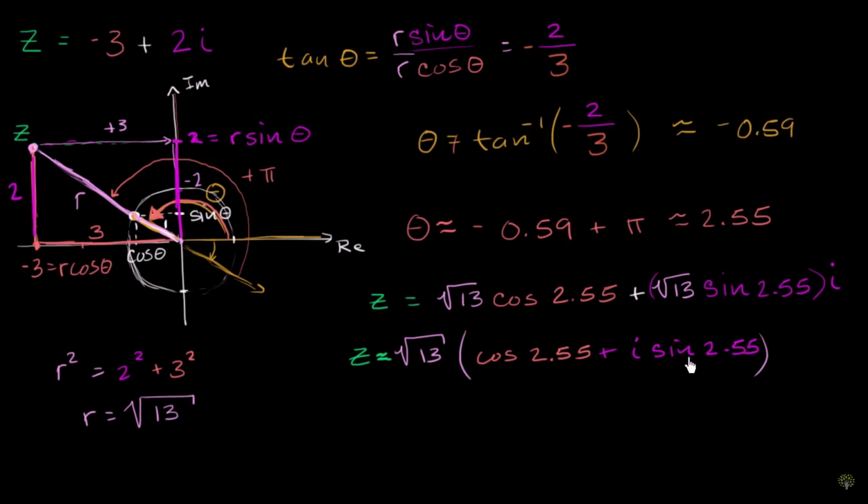And so when I rewrote z in this format right over here, it makes it much clearer what direction I have to go in. The direction is 2.55 radians counterclockwise from the positive real axis. And it also says how far I need to go. I need to go square root of 13. So this essentially makes it clearer how we get there in a more, I guess you could say, polar mindset. And that's why this form of the complex number, writing it this way, is called rectangular form, while writing it this way is called polar form.